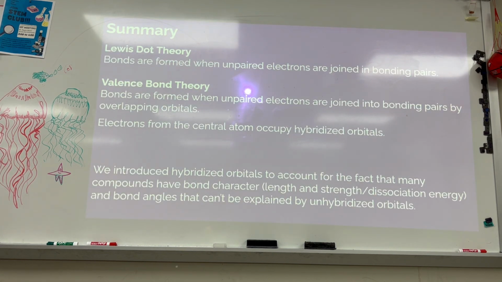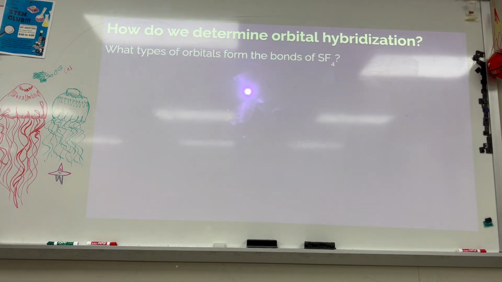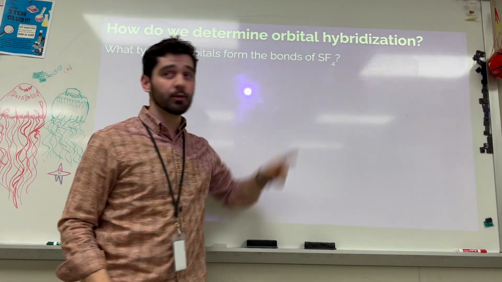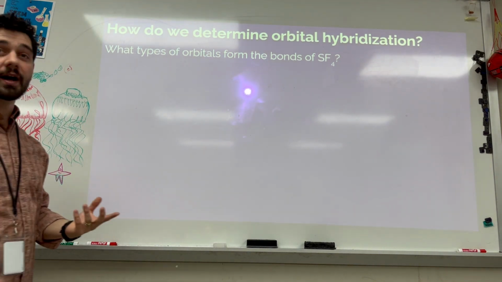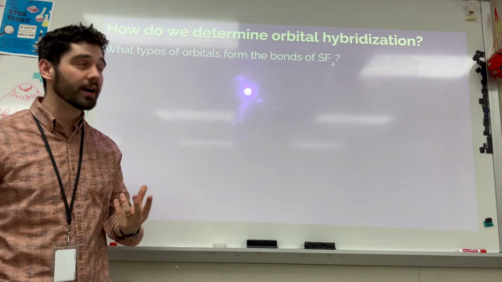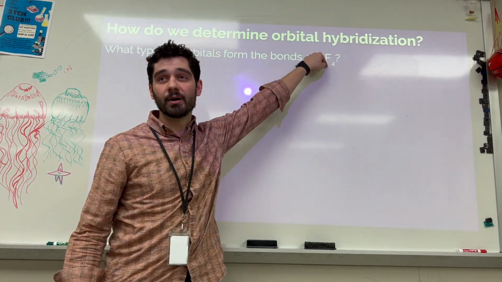Cool. I think we have examples. Yes, let's do some examples. So let me walk you through an example of what I'm going to be asking you to do. In some cases, I'm going to give you a molecule, and I want you to tell me what type of hybrid orbitals I need in order to make all of these bonds work.